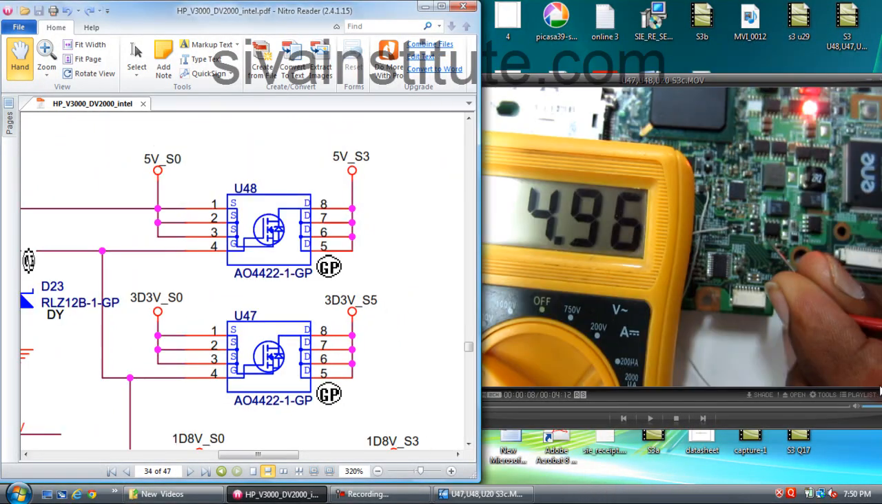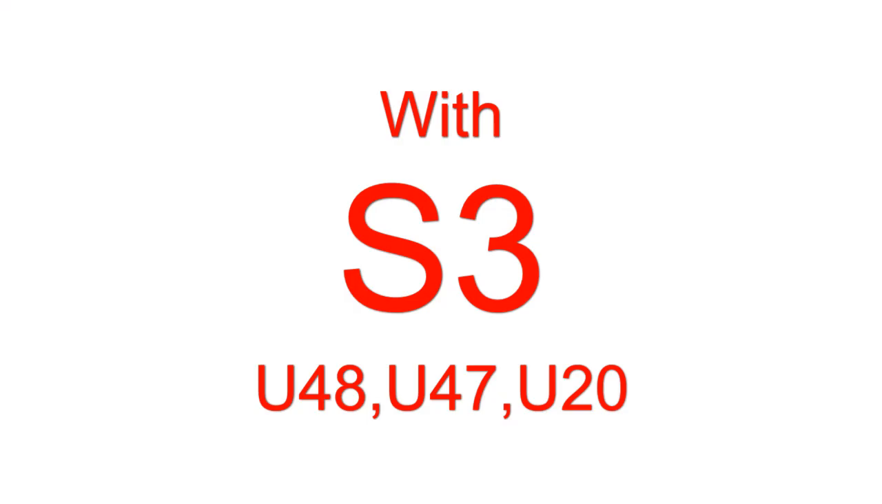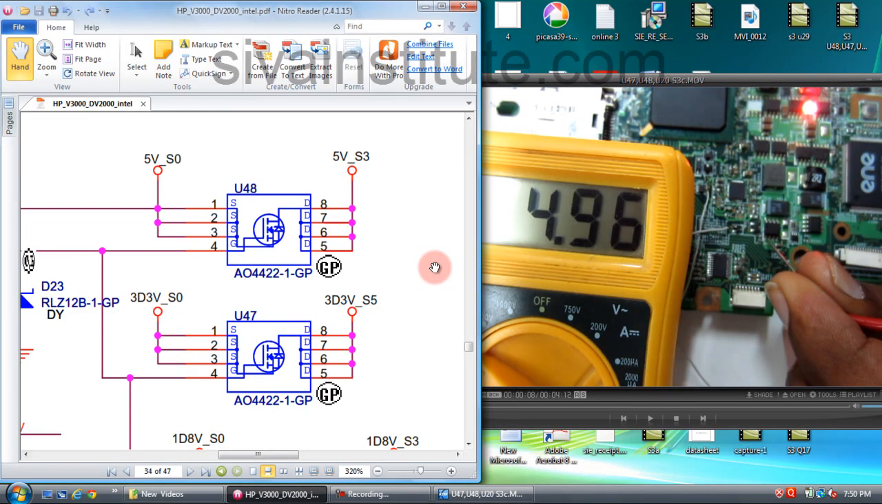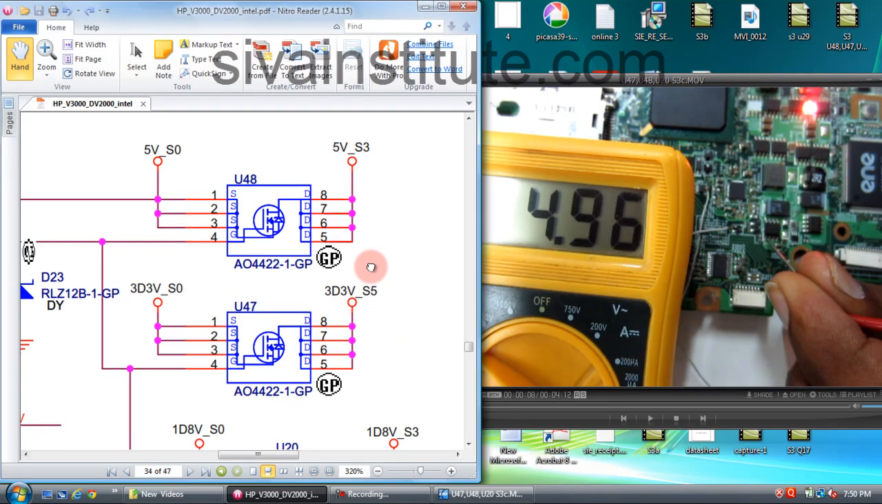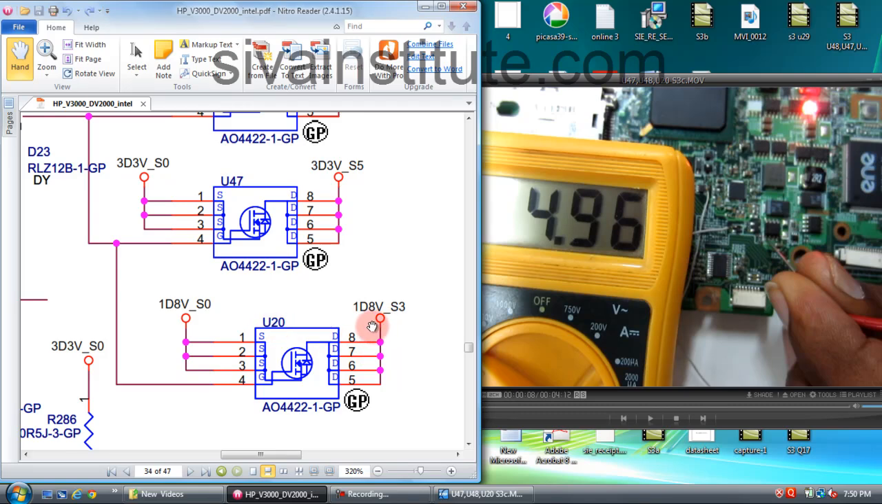We will see after we give the S3 command. This voltage is okay. When we give 15 volts here, this 5 volts comes out from pin number 1. Input pin number 8, output pin number 1. This also has the same 3.3 volts input, output 3.3 volts. When we give 15 volts nearly to the fourth pin gate, this voltage will come. This is U47, this is U20, input 1.8 volts. This also gives the same output when we give 15 volts to the gate.